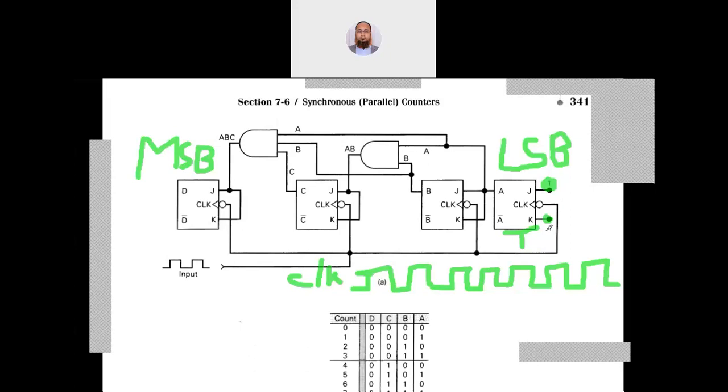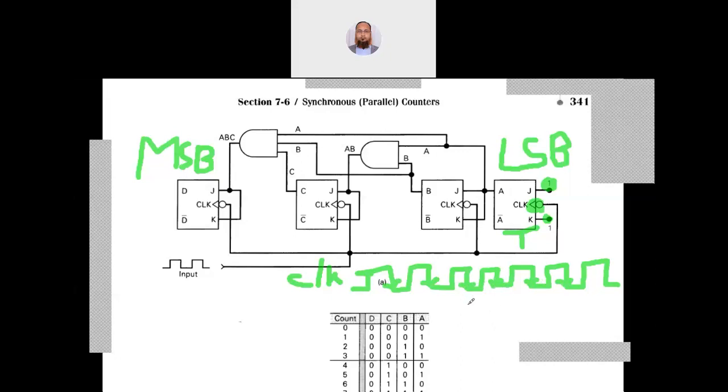At each clock, A will change. We can see that the clock is negative edge, so at each negative edge of the clock, A will change. This is the case for the LSB: the LSB changes at each transition. So A will change at the negative edge of each clock.